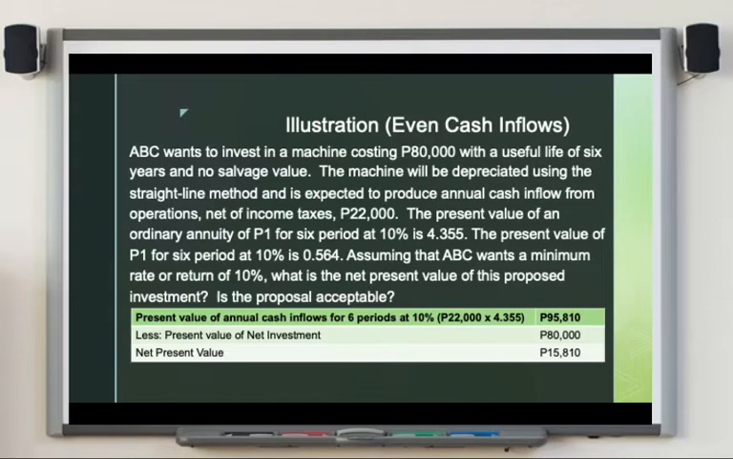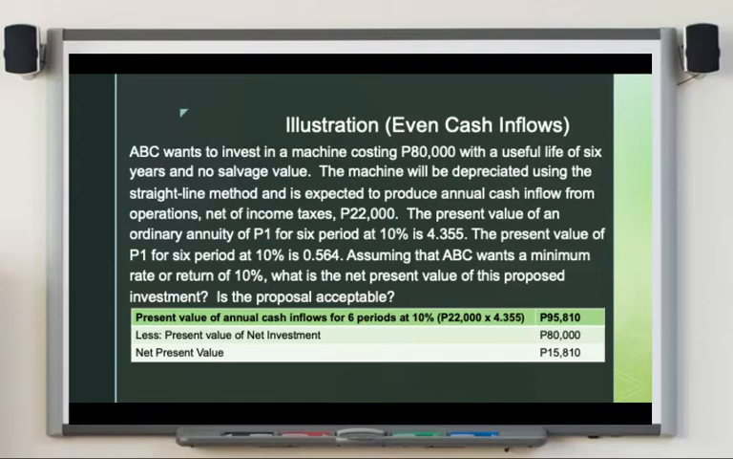Okay, so since the cash inflow is to be received annually for 6 periods, we will use 4.355, and that is 95,810 less the present value of the net investment, which is 80,000. We did not multiply it by any present value factor, or even if you multiply it, the present value of 1 at 0 years is the same as its initial value of 80,000, because that is equivalent to 1 also.